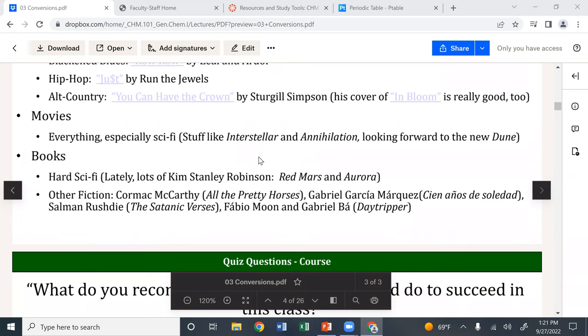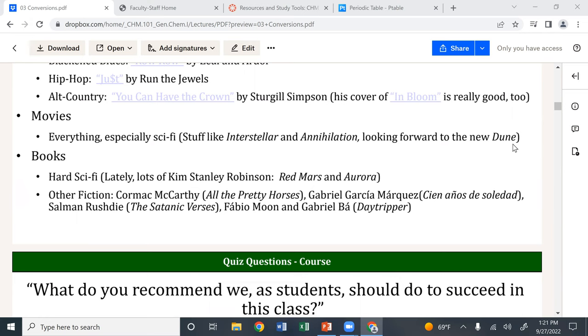All right, and then I like a lot of sci-fi. You couldn't guess that. Most science instructors like sci-fi, but Interstellar and Annihilation are both really good. I still haven't seen the new Dune movie. I think at this point I'm just going to wait till the next one comes out, so I can do it all at once, like Herbert intended.